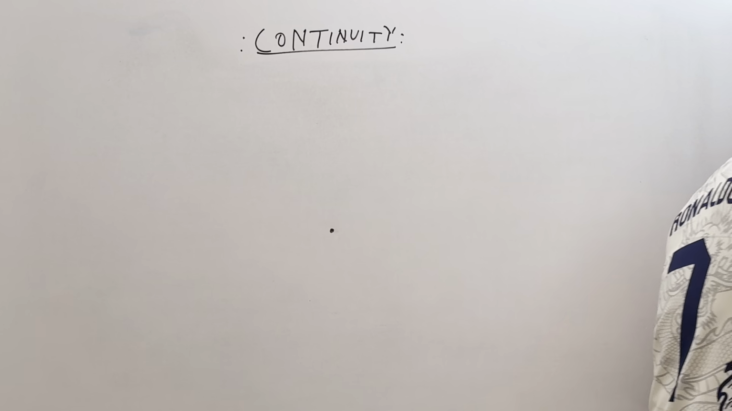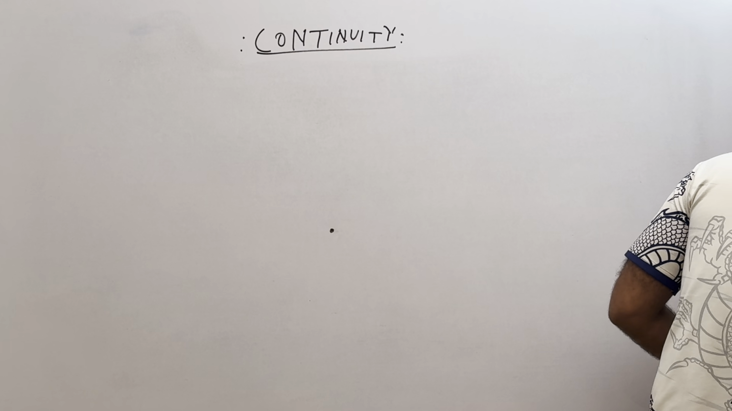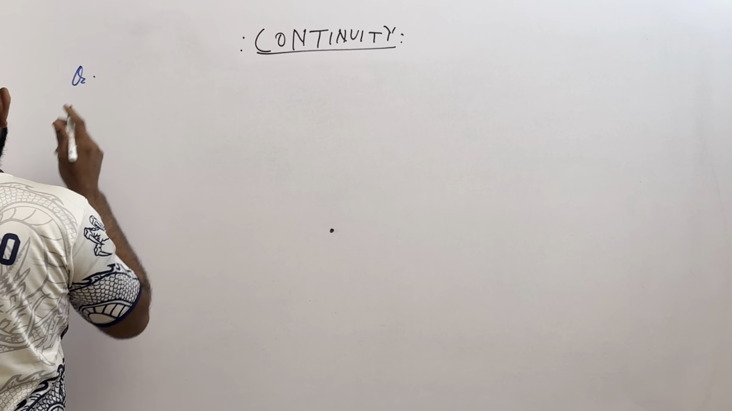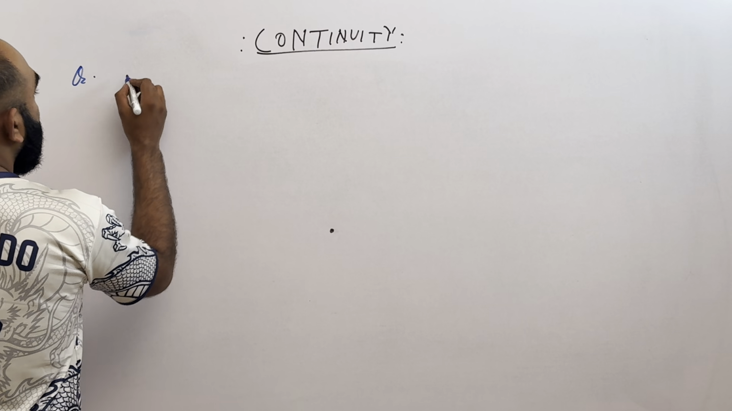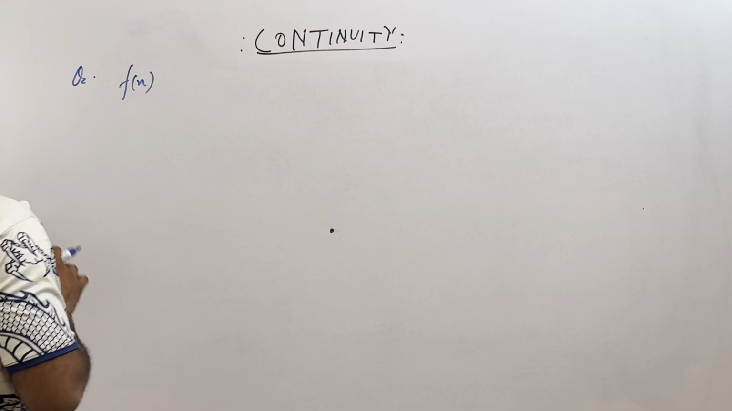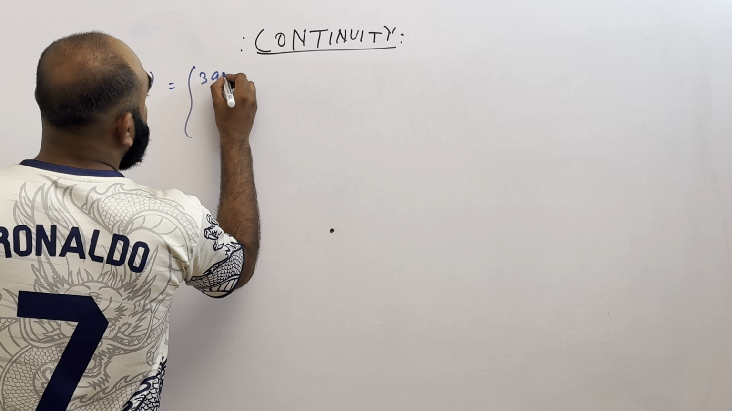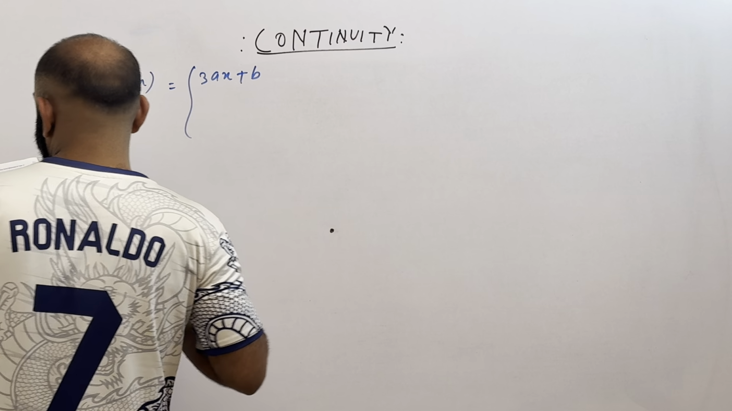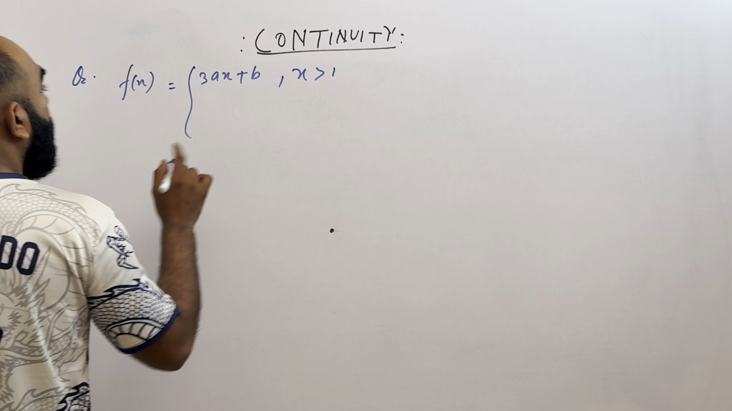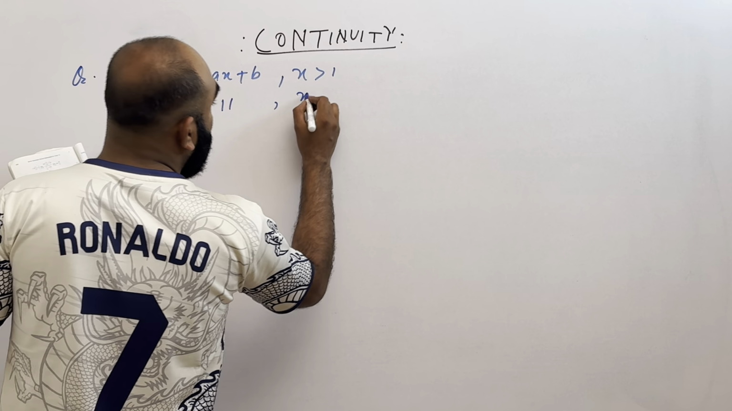Okay, write a question. If there is a function f of x, they are saying f of x is equal to 3ax plus b, and this function is defined when x is greater than 1. And f of x is equal to 11 when x is equal to 1.